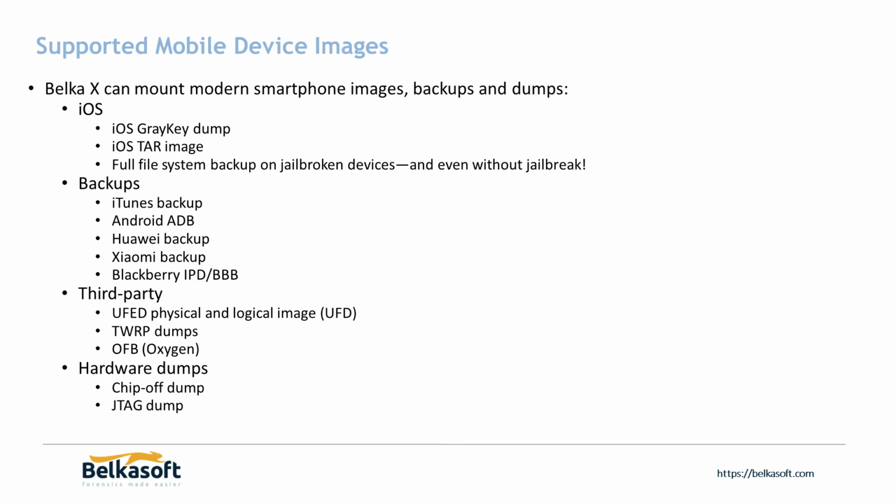Moving on to the next slide is supported mobile device images. Loading in any type of mobile device image that you have. Starting at the top, you can see we can accept Graykey dumps, tar image files, full file system backups from jailbroken devices, iTunes backups, Android backups, Huawei, Xiaomi, BlackBerry can all be loaded into Belkasoft X. The interesting one here is we can also load in third-party tools such as TWRP dumps, Oxygen files, and UFED physical and logical image files. We can also load in hardware dumps for chip-offs and JTAGs.